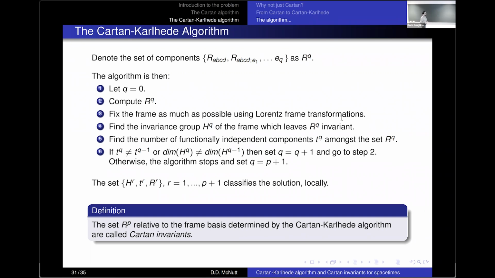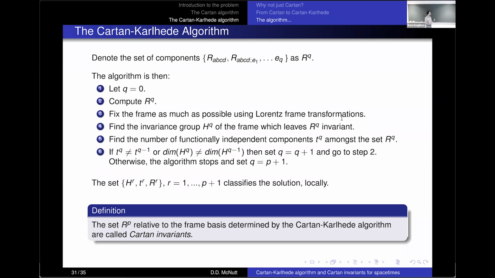So the algorithm starts out. We start at Q0, we're computing the curvature tensor. We fix the frame as much as possible using Lorentz frame transformations. Here we exploit the Petrov classification for the Weyl tensor, or the Segre classification for the Ricci tensor, which we can treat as a matrix. And that allows us to fix the frame in a canonical way.